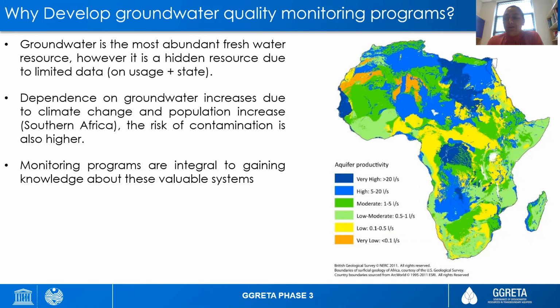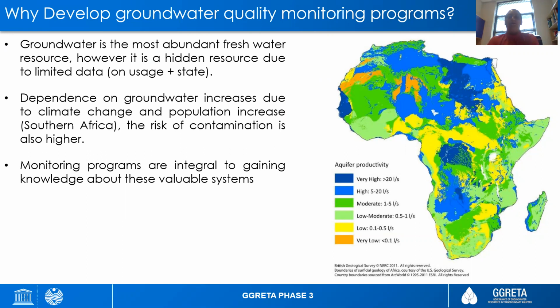Then also the dependence on groundwater seems to increase due to things like climate change, and often also population increase or population movement. Population increase and movement, more specifically in Southern Africa. And these put a higher risk of contamination on our water resources.